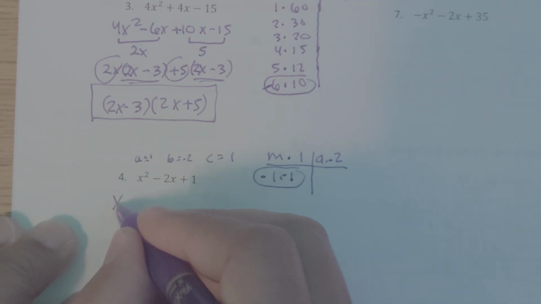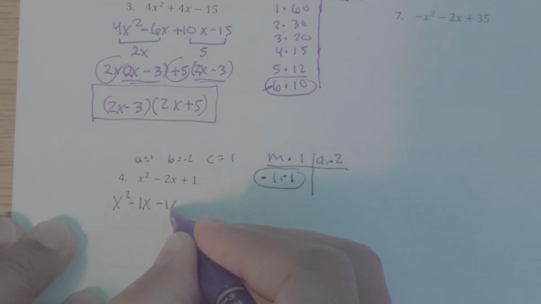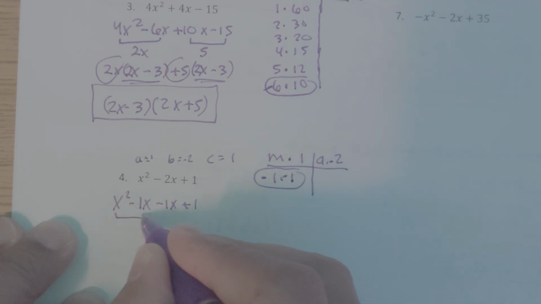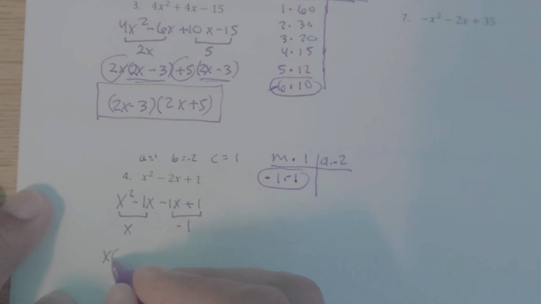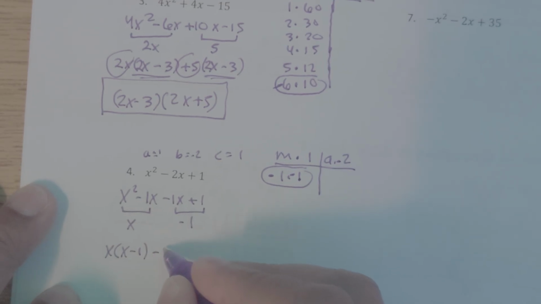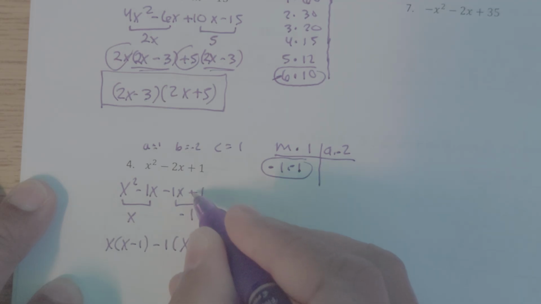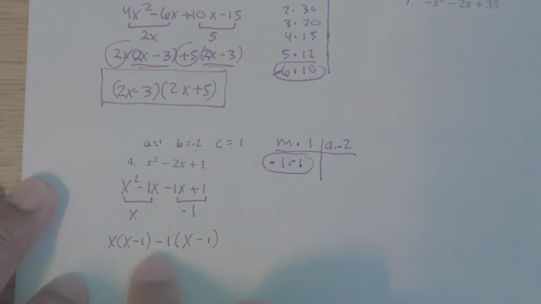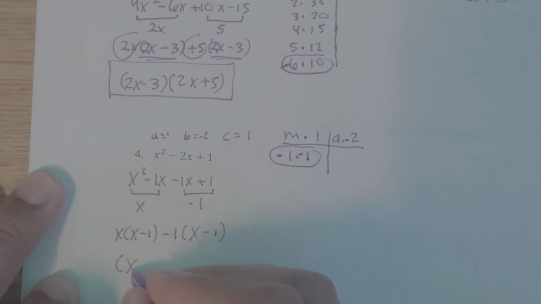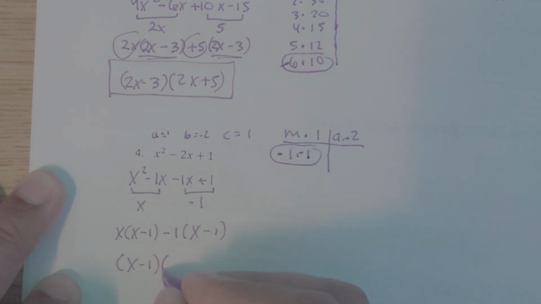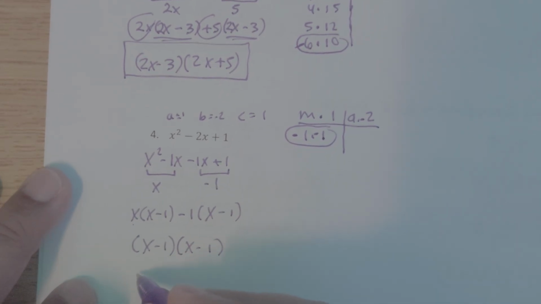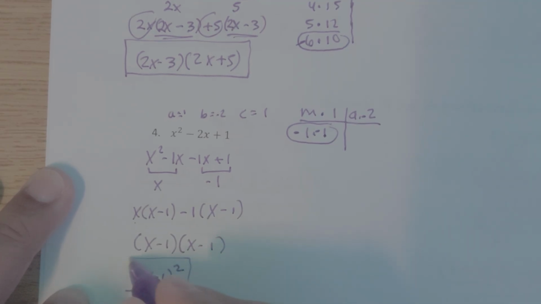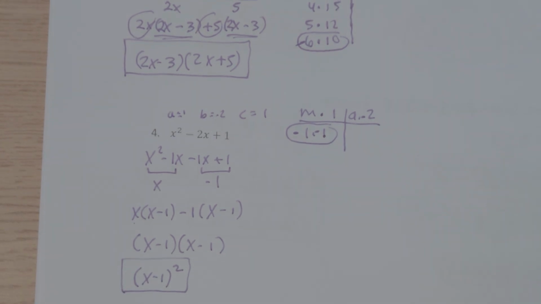So then this will be x squared minus 1x minus 1x plus 1. Group 1, GCF of x. Group 2, GCF of negative 1. So then we have x times x minus 1, minus 1 times x minus 1. So we have x minus 1 and x minus 1. So this is x minus 1, that's the GCF of the two groups. But then notice that the x is another x minus 1. When this happens, we can just condense to a single binomial and say that it's squared. So x minus 1 squared. And that's the answer to this part. That's the conclusion for this part.